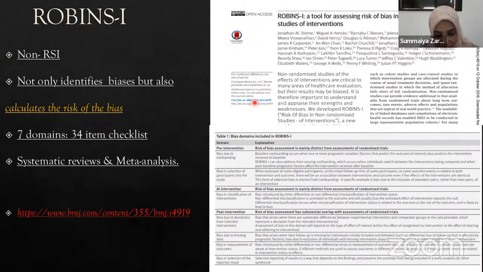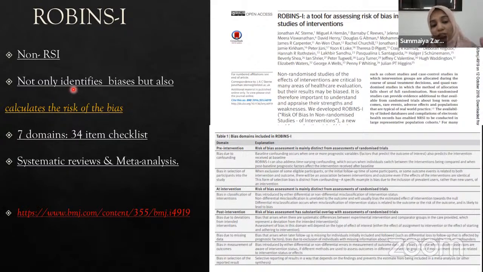Okay, 2016, it was published in the BMJ. And the full form of Robbins is risk of bias in non-randomized studies. Non-randomized studies are studies which are not randomized. So obviously the ones which are randomized controlled trials, there you can't use Robbins. So observational studies come under non-randomized studies of interventions. So the wonderful part about Robbins I, I stands for intervention, and there is one more, Robbins E, which is in process. It has not yet been published. It stands for Robbins Exposure Studies.